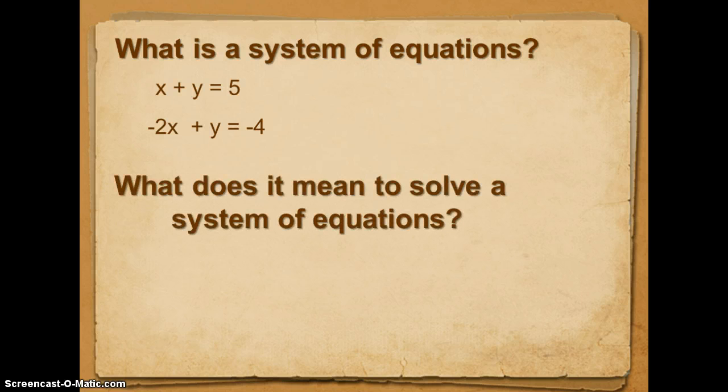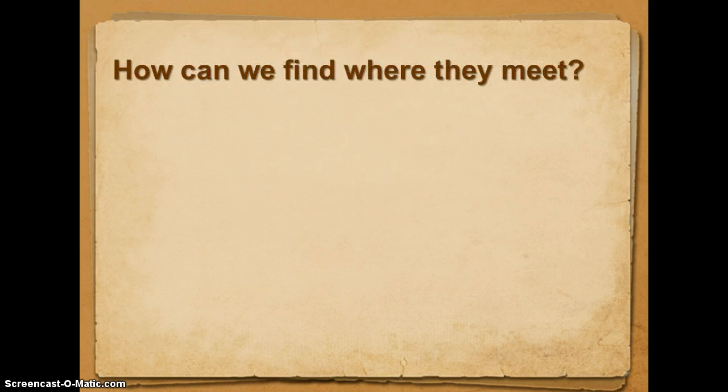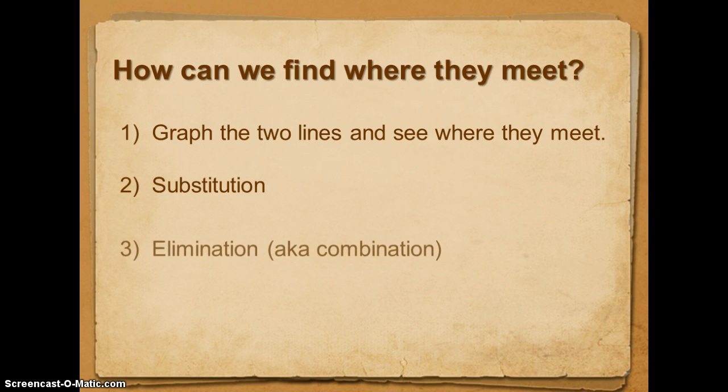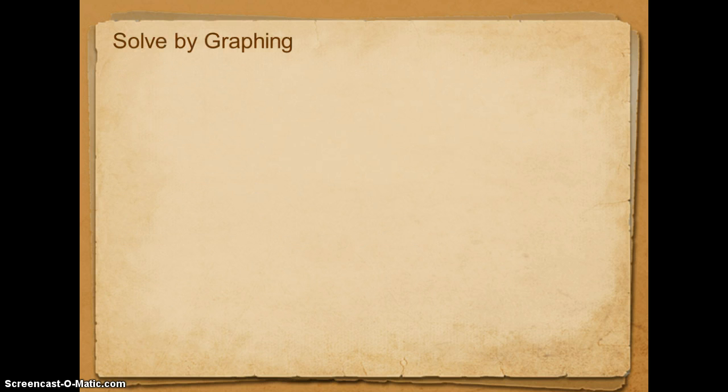What does it mean to solve a system of equations? It means finding where the lines meet. And how can we find where they meet? There are three methods. Graph the lines and see where they meet. The second method, which will be introduced later, is substitution. And the third method is elimination. Some people call it combination.